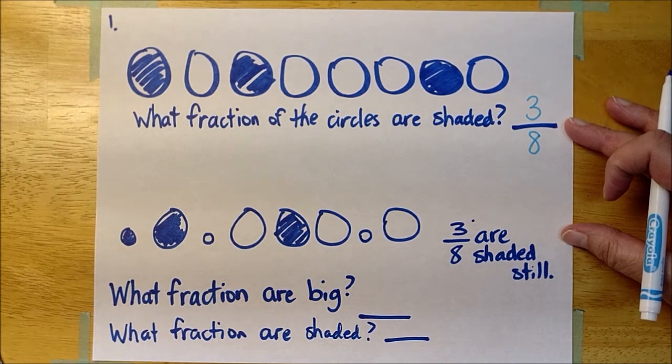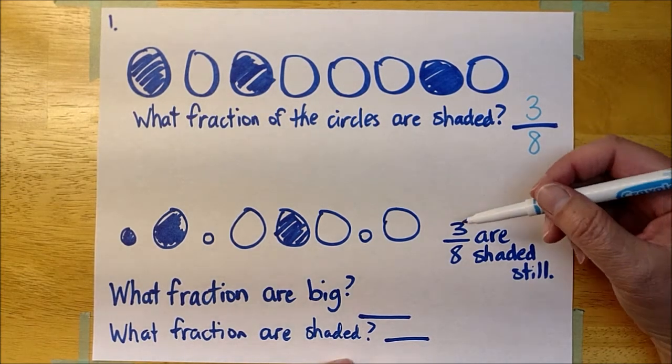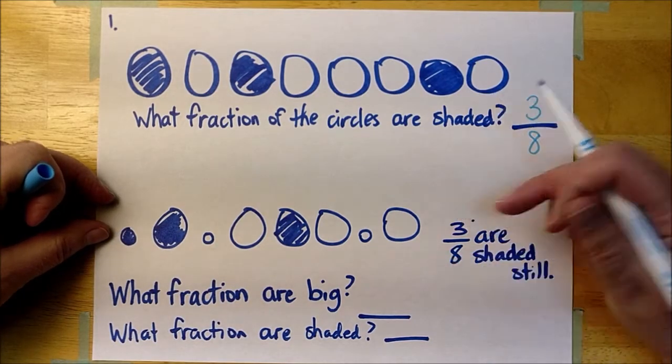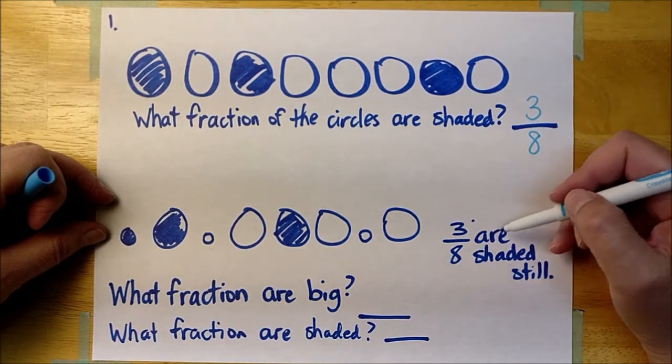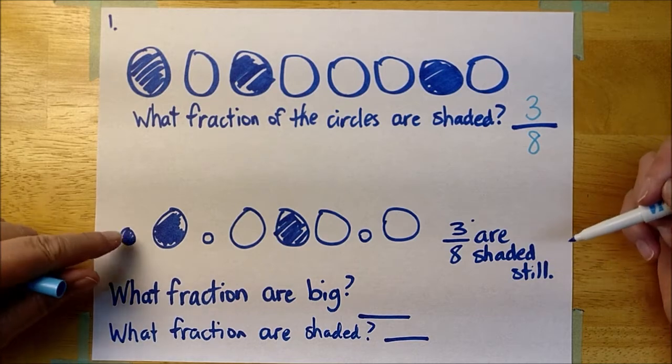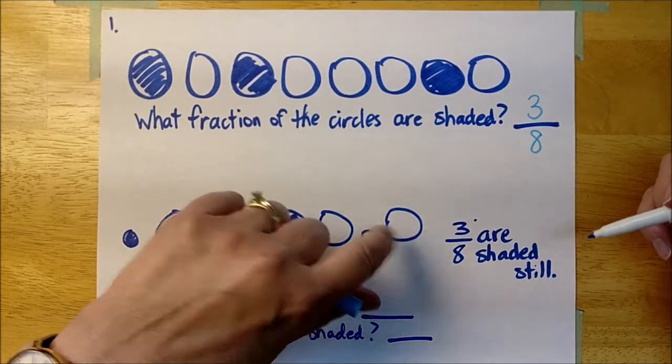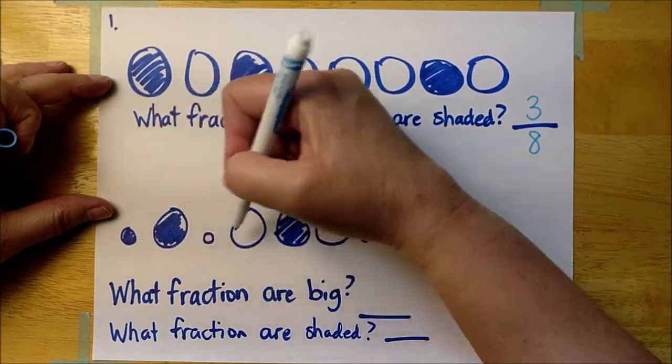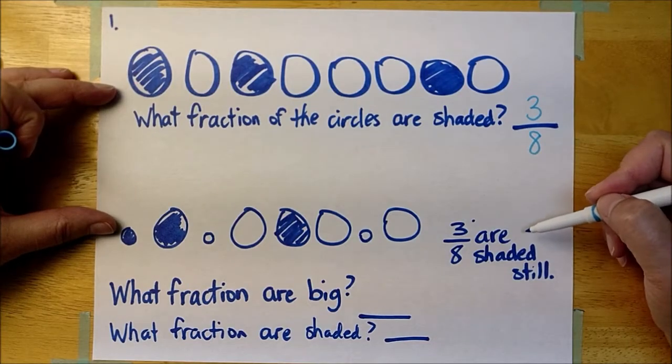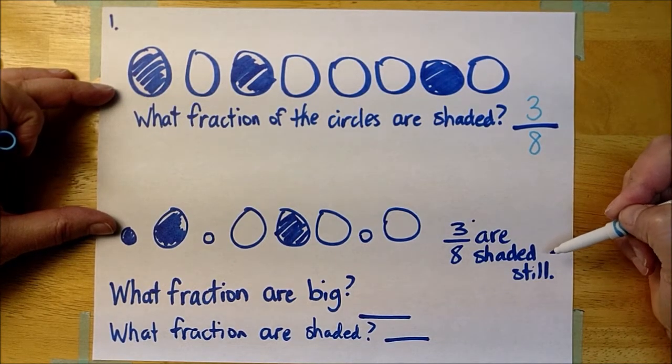Now we're going to look at another picture, but now my circles aren't all the same size. 3/8 of them are still shaded. There's still 1, 2, 3, 4, 5, 6, 7, 8 circles, and 3 of them are still shaded. So it still is true that 3/8 are shaded.